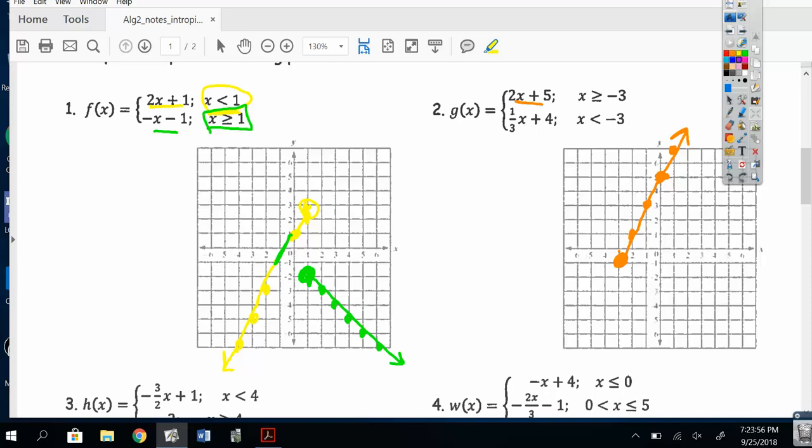And if I do 1/3 x plus 4, so 4 is here, up 1 over 3, down 1 over 3, and then it has to be less than negative 3. So at negative 3, it's here. It's going to be an open dot because it's less than. And then it goes to the left because it's less than, not greater than. Okay.